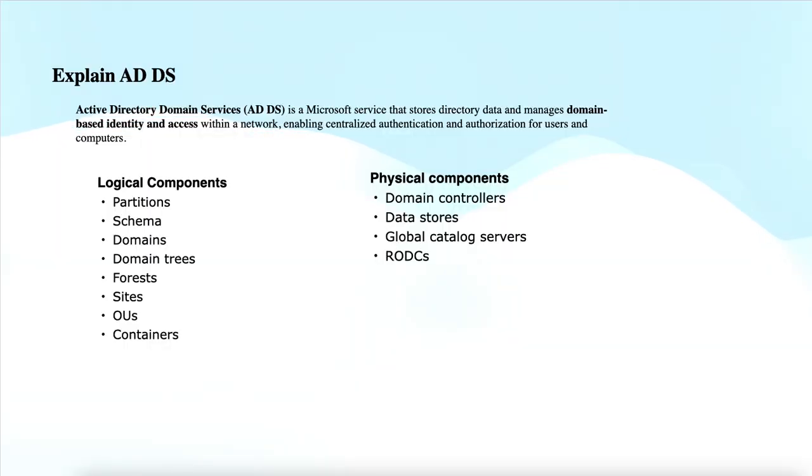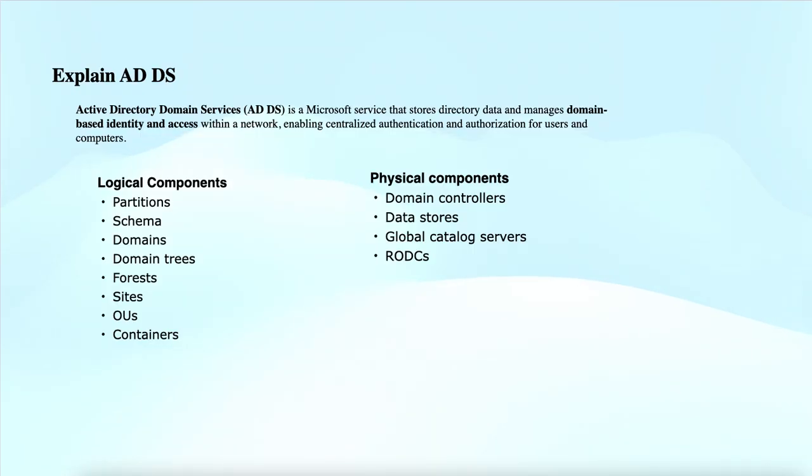Next is the schema, which is the blueprint of this directory, and it decides what kind of data can be stored in this database. Like a user or device, classes decide what kind of attributes can be used for these objects. We have the schema with classes and attributes.